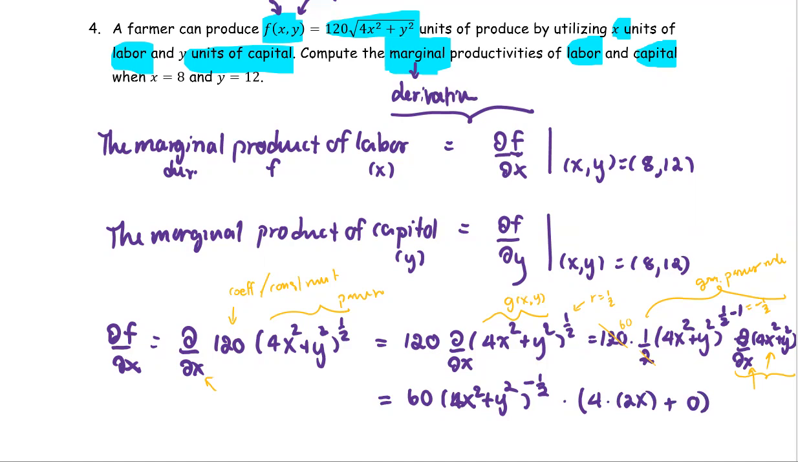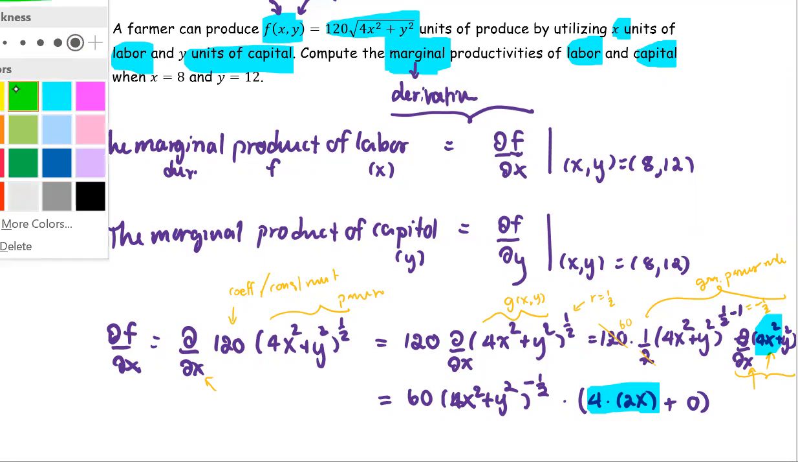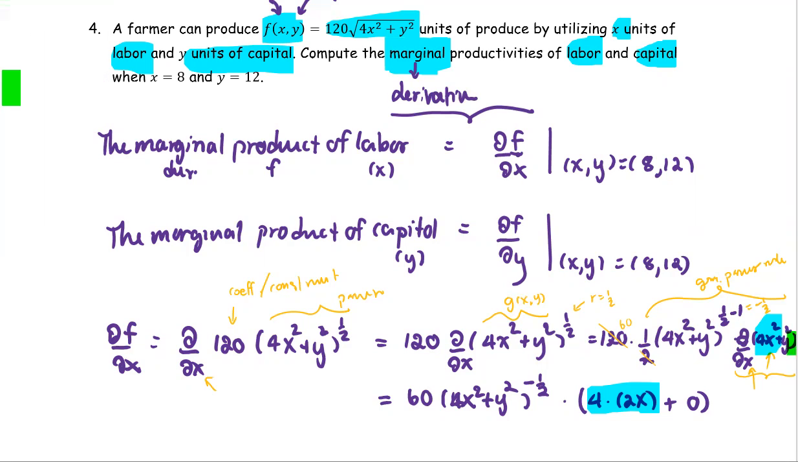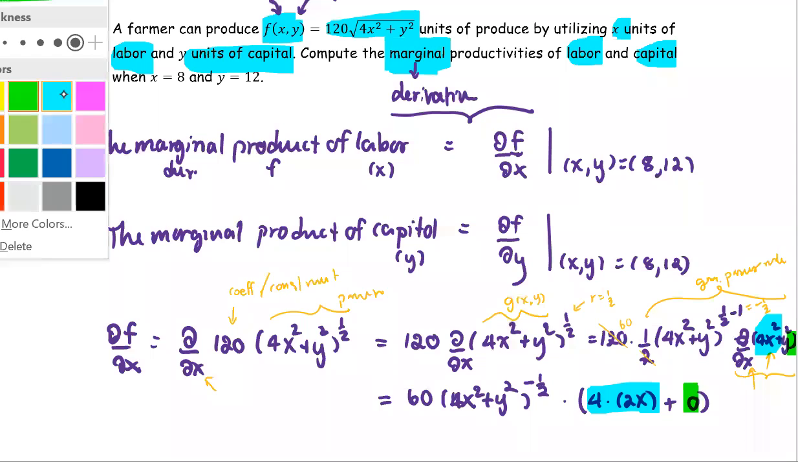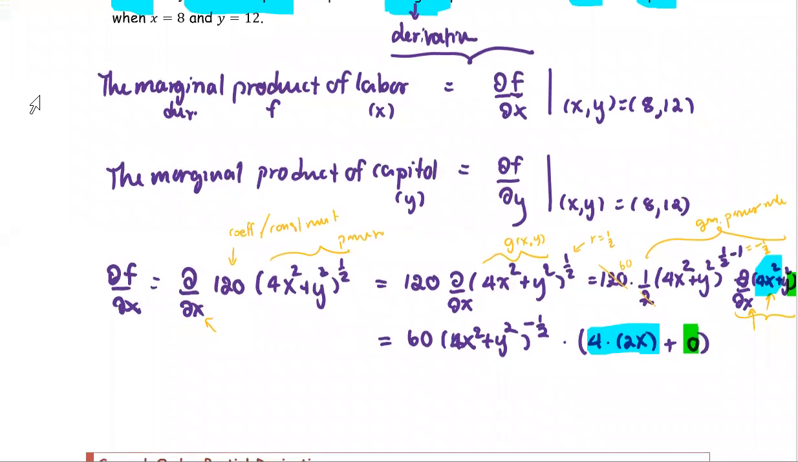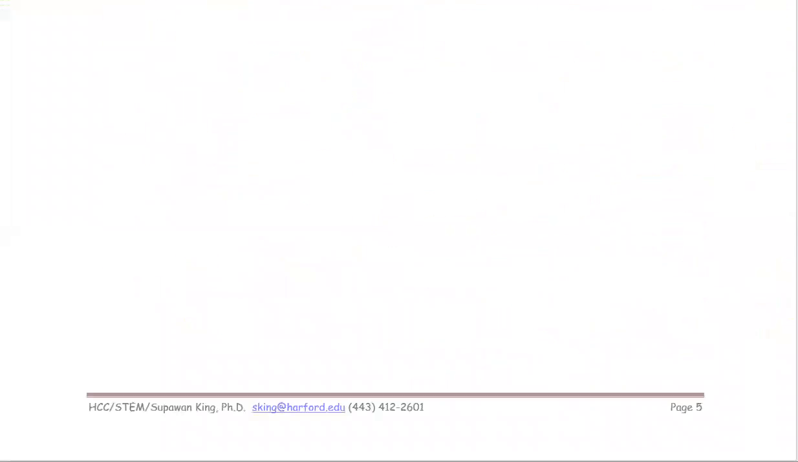I'm going to make a note here. The derivative of the y squared is going to be 0. And then just clean up a little bit. So it becomes 8x, and 8 times 60 becomes 480 times x times 4x squared plus y squared to the power negative 1/2. I'm going to make some room here to make sure we have enough for the later part of the problem.